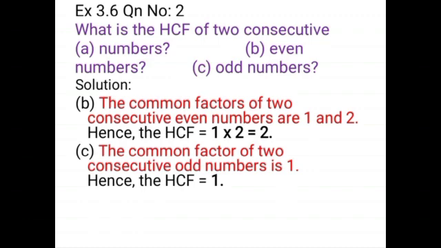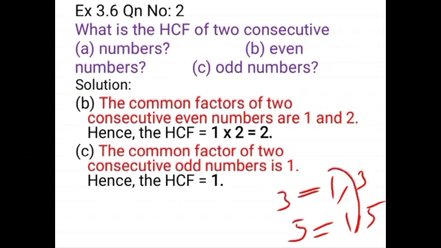C part of the question number 2. What is the HCF of two consecutive odd numbers? Take two consecutive odd numbers, 3 and 5. The factors of 3 are 1 and 3. The factors of 5 are 1 and 5. Here the common factor is only 1. Therefore, the common factor of two consecutive odd numbers is always 1. Therefore, the HCF is equal to 1.